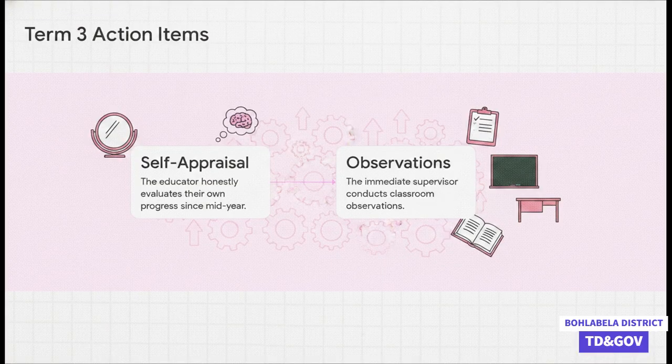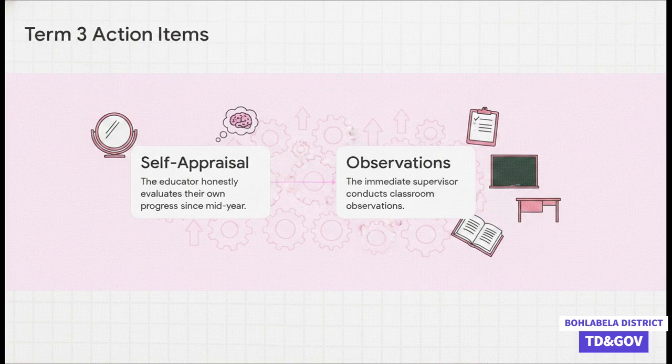So, your crucial focus for Term 3 really boils down to just 2 actionable steps. First up is the informal self-appraisal. This is incredibly empowering because you get to control the narrative of your own growth. You evaluate your own progress since the mid-year mark before anyone else even steps in the room.